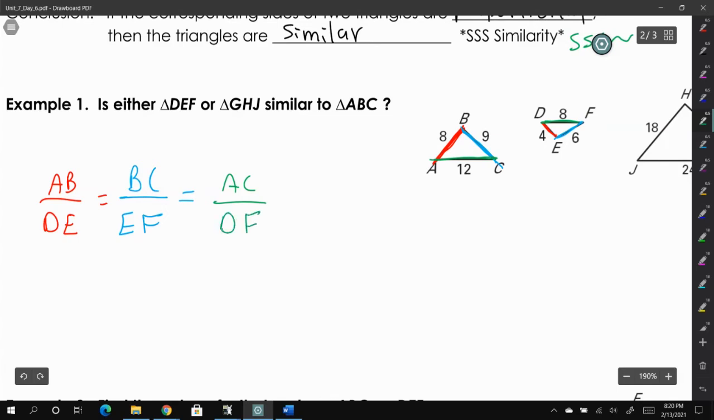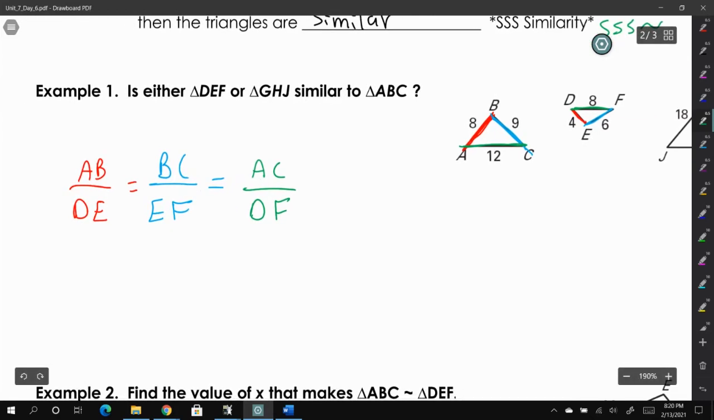Now, one of the common questions is, well, does it have to be written this way? Could I have DE over AB, EF over BC, and DF over AC? Yes, you can do that as long as you're not mixing and matching. You can't have AB over DE and then on the next, my light blue, flip it. The top number in each of my fractions is from triangle ABC.